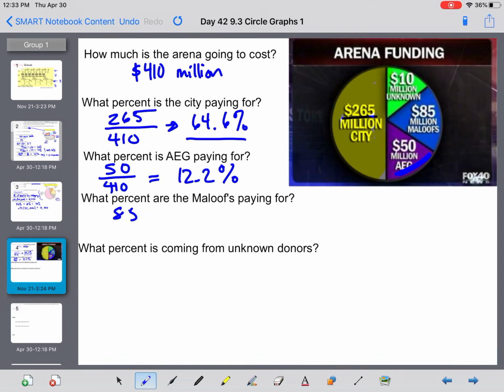What percent are the Maloofs paying for? So let's look at that. We have 85 divided by 410.